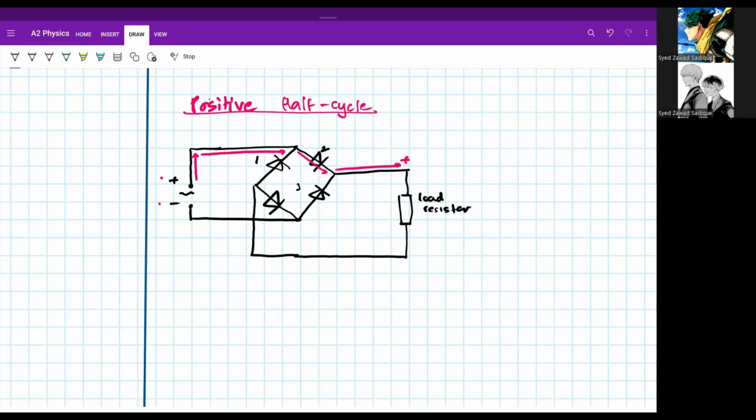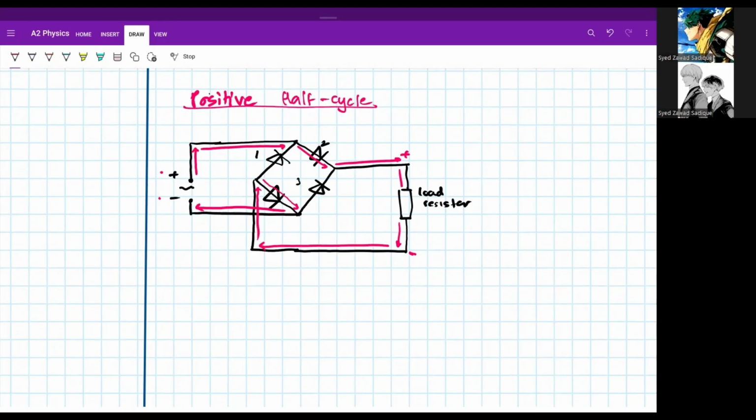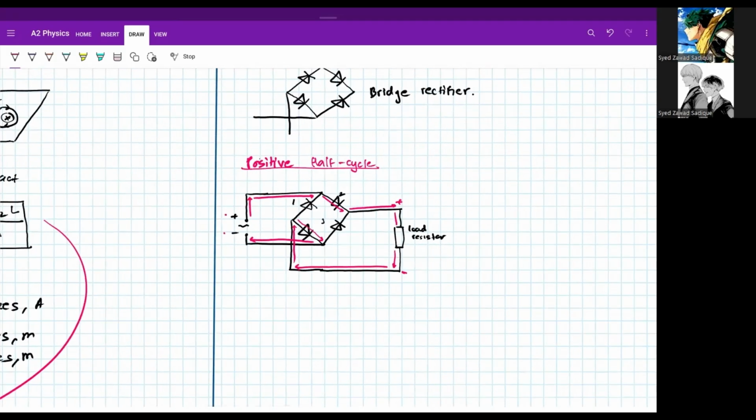It goes through the load resistor. This becomes the negative terminal. And if we continue our path, it goes here, travels up this line, goes down this line, and finally onto the negative terminal. So this is the positive cycle for the bridge rectifier.